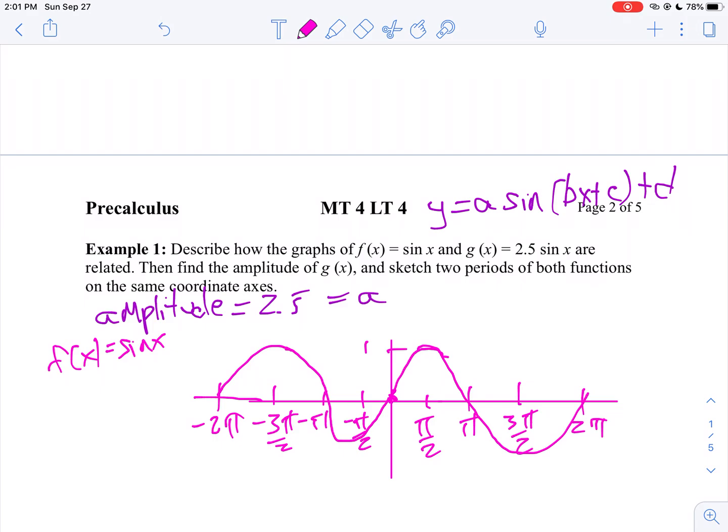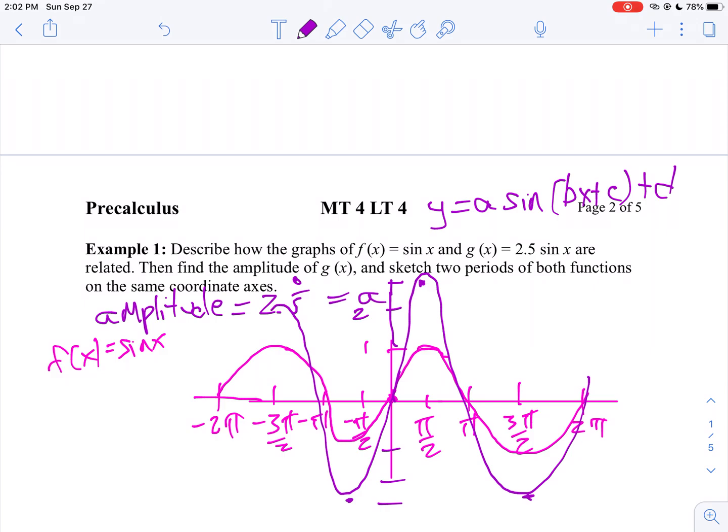Well, with an amplitude of 2.5, I'll put that in purple. So here's 2, and here's 2.5. There's 1, 2.5. So in other words, my maximum and minimum are going to be at positive 2.5 and negative 2.5. The rest of the graph stays the same. It still crosses and goes back up, down and up and back down. Now, I'm not very good at drawing.